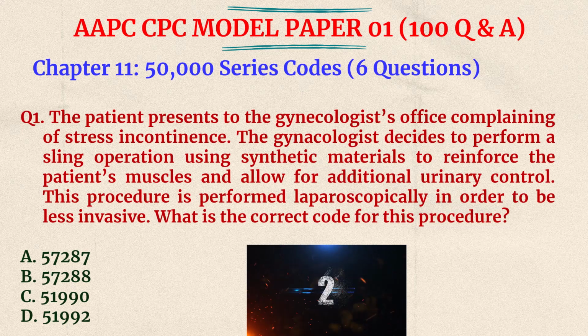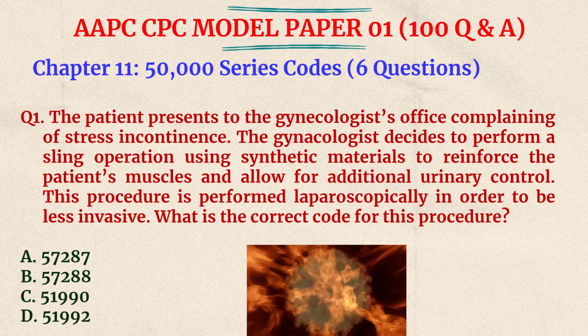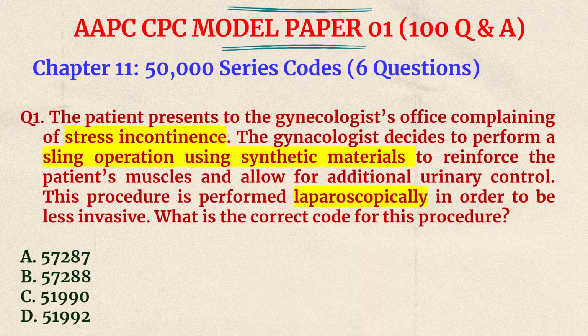3, 2, 1. Here you have to highlight this is stress incontinence, a sling operation using synthetic material done laparoscopically. So when you see the answer, there are 57,000 adjacent codes and 51,000 adjacent codes. So you can use the elimination method to find the answer. So directly go to the code and see.